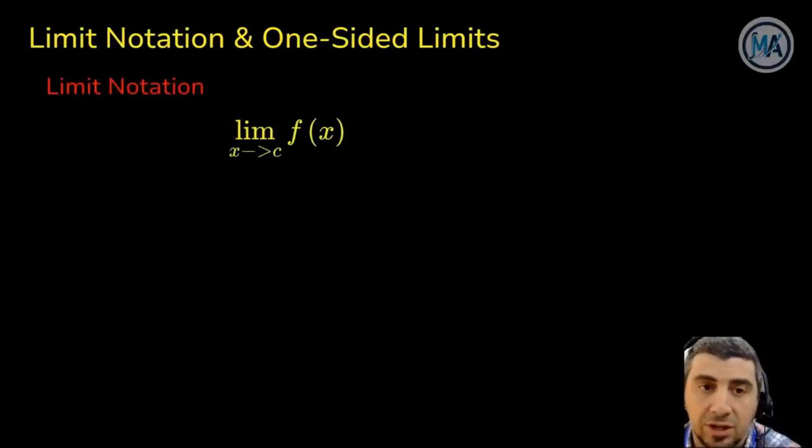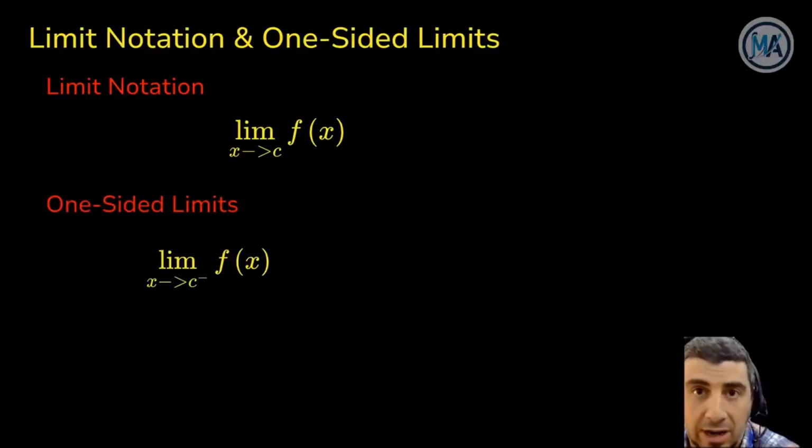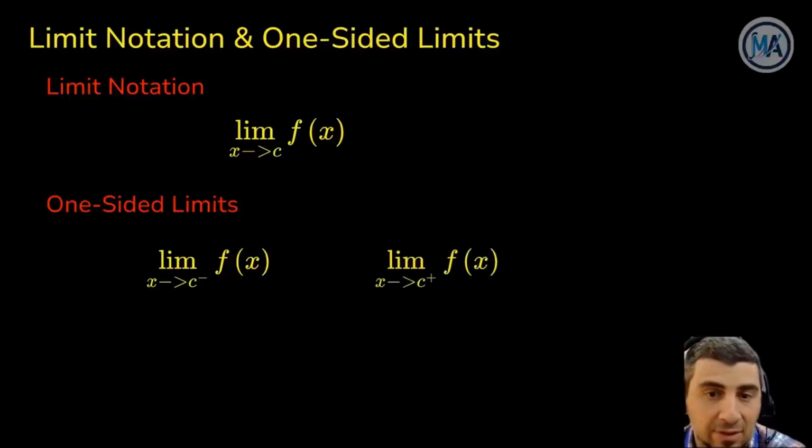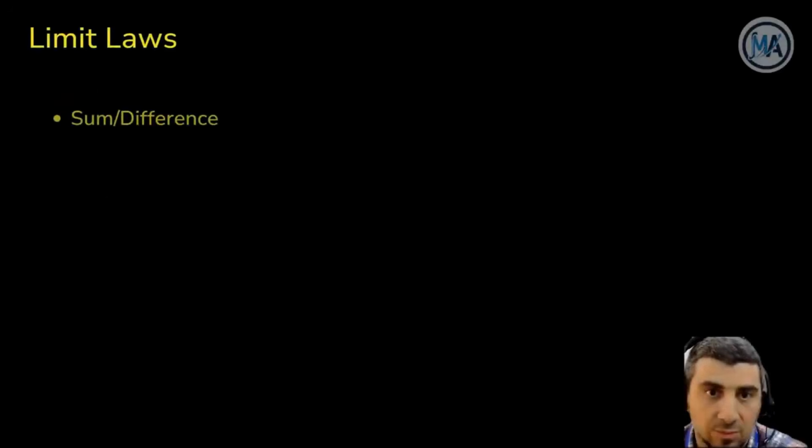So for limit notation, you have the limit as x approaches c of f of x. One-sided limits, you're going to have a little negative as an exponent above the c, and that indicates a limit from the left. And if the exponent is a little plus, that indicates you're only looking at the limit from the right-hand side.